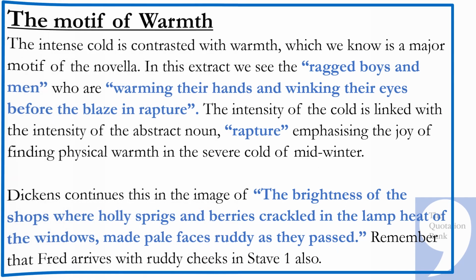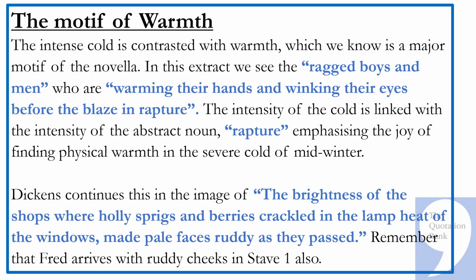The intense cold is contrasted with warmth, which we know is a major motif of the novella. In this extract we see the ragged boys and men who are warming their hands and winking their eyes before the blaze in rapture. The intensity of the cold is linked with the intensity of the abstract noun, rapture, emphasising the joy of finding physical warmth in the severe cold of midwinter. Dickens continues this in the image of the brightness of the shops where holly sprigs and berries crackled in the lamp heat of the windows made pale faces ruddy as they passed. Remember that Fred arrives with ruddy cheeks in Stave 1 also.